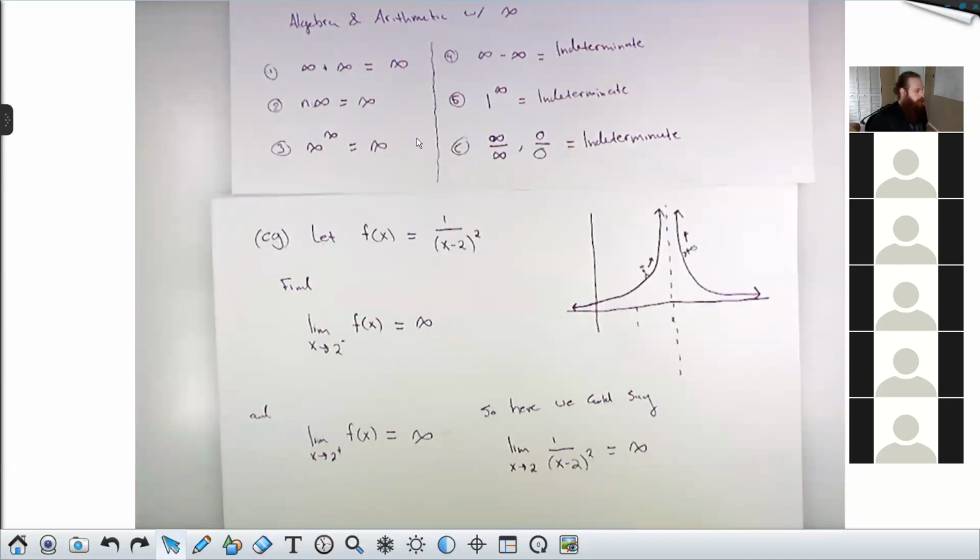Whereas with the previous example, 1 over x, as we approach 0 from the right, we went to plus infinity. As we approach 0 from the left, on the other guy, we approach negative infinity. So the overall limit there would not have existed. But as long as you're going to plus infinity on both sides or minus infinity on both sides, then we can be comfortable talking about this.